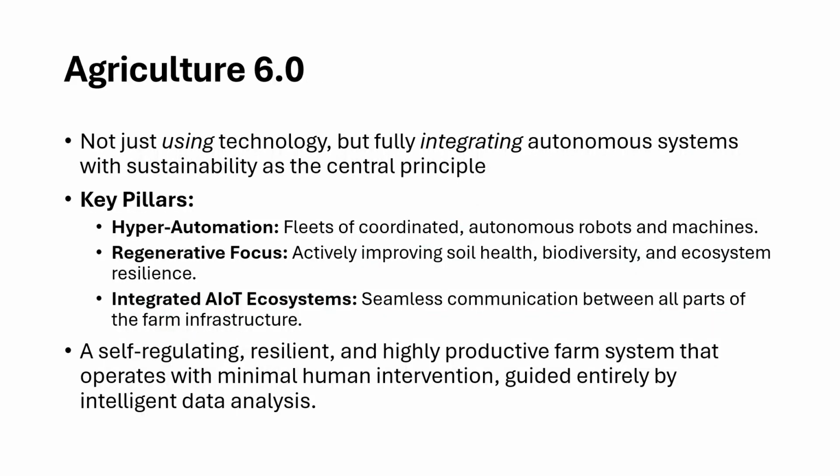Now, Agriculture 6.0. Agriculture 6.0 is not just about using machines, it's about creating a sustainable, autonomous ecosystem. Here the pillars are clearly hyper automation, that is robots and drones. The second point is the regenerative focus. It automatically improves the soil health, biodiversity, and ecosystems. Now, the integration of the AIoT ecosystem: everything connected and intelligent.